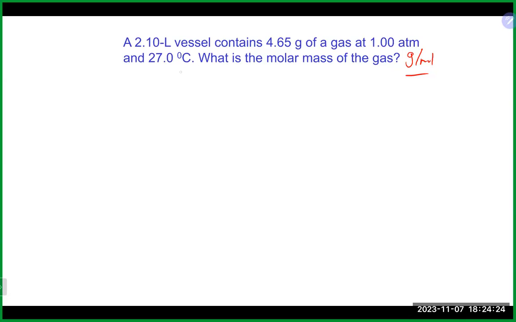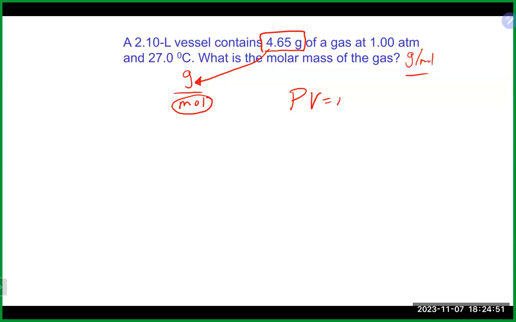So first off, we're looking for the molar mass, which is grams per mole. When we pull out the information from the problem, we see that it contains 4.65 grams of a gas. That is the top part. So we already have the top part given to us, which is the grams. What we need to get to the molar mass is the moles, and that is where the ideal gas law is going to come into play.